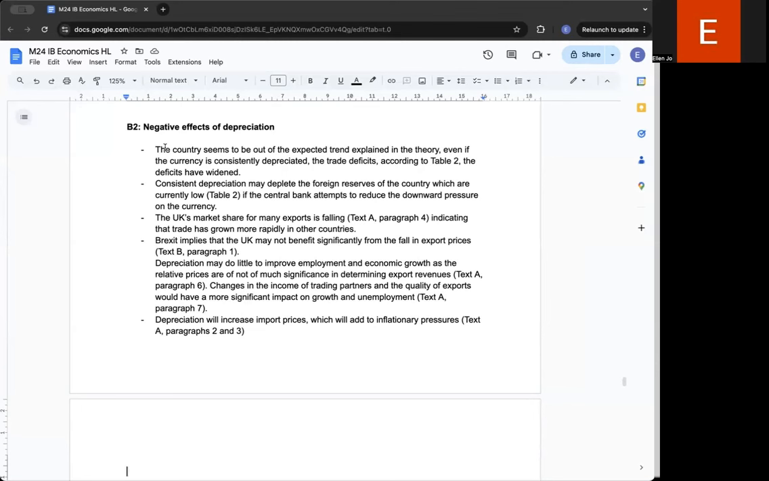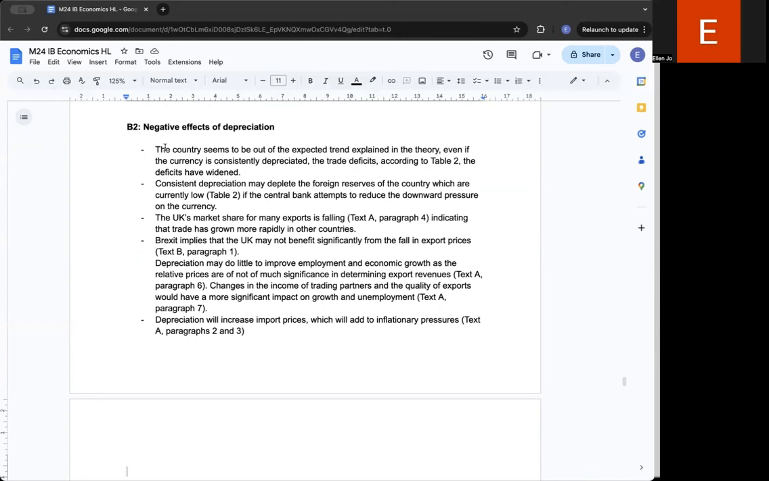Moving on to the next discussion point, it is about the negative effects of depreciation. You can say that unlike the theoretical expectation, the country seems to be out of the expected trend. So even if the currency is consistently depreciating, according to Table 2, the trade deficits have widened. And consistent depreciation may deplete the foreign reserves of the country, which are currently already low. Also, the UK's market share for many exports is falling, indicating that trade has grown more rapidly in other countries.